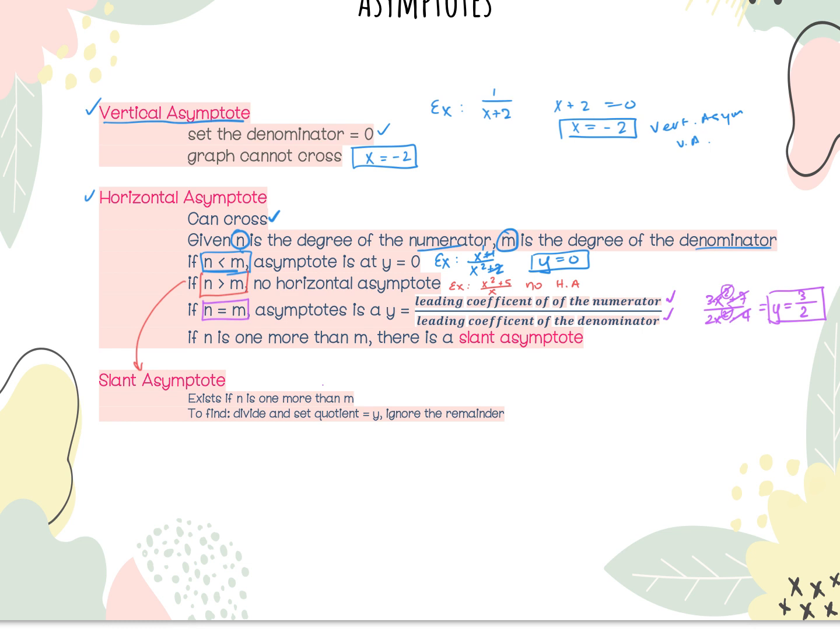Remember, asymptotes are lines. And in all these cases, my lines are all going to be horizontal because, again, it's a horizontal asymptote. So if n is greater than m, you're going to have no horizontal asymptote. However, if you do have the scenario where n is 1 more than m, you're going to have what's called a slant asymptote.